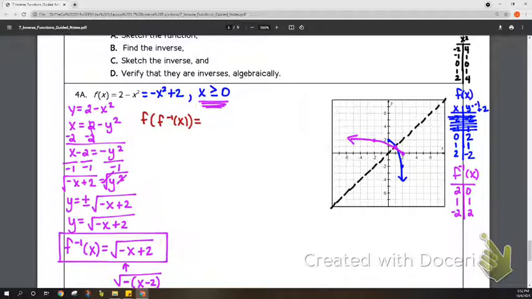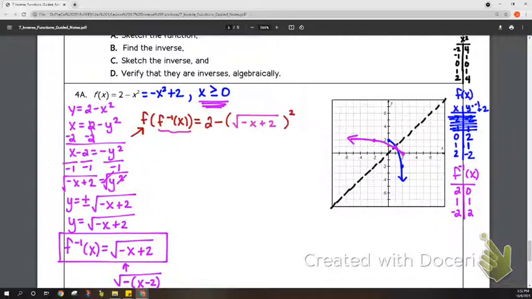All right, so since I wrote it out this way, remember the outside one is my skeleton. So f, the original one, is going to be my skeleton. And it's 2 minus x squared. And we're going to plug that inverse function right here into it. So our inverse was the square root of negative x plus 2. Then we just need to simplify that.